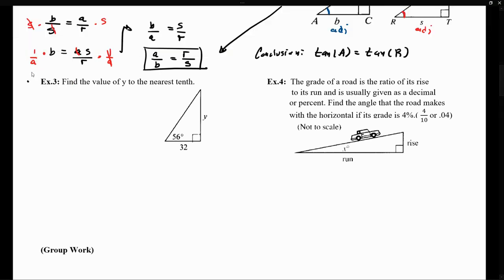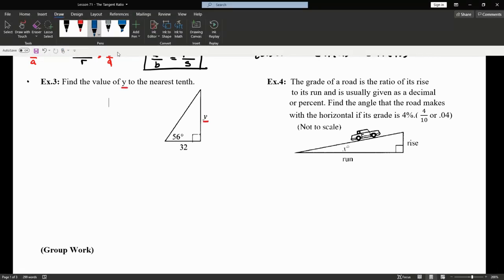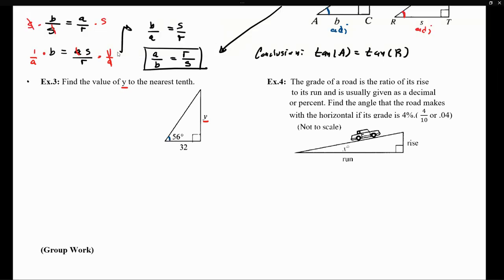So where is y? Where is the location of y? So y is located right here. So let's see, what do we know? We know that we have an angle of 56. So if I make 56 my reference angle, then notice that y is my opposite. And notice that 32 is my adjacent.